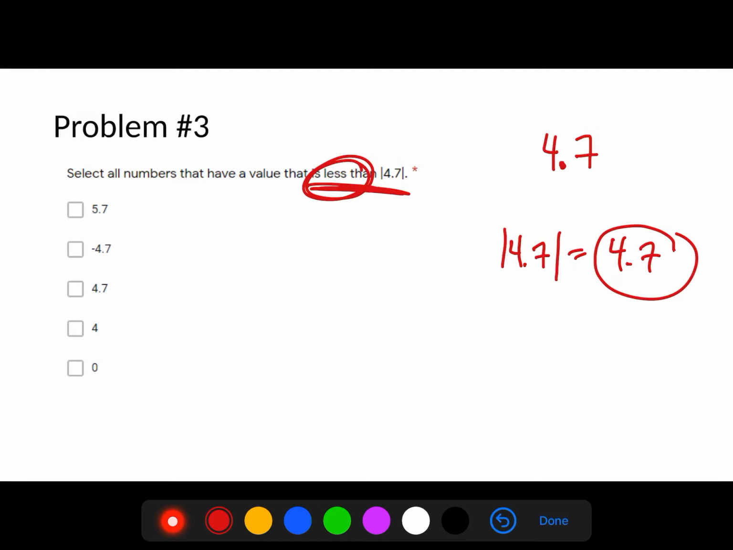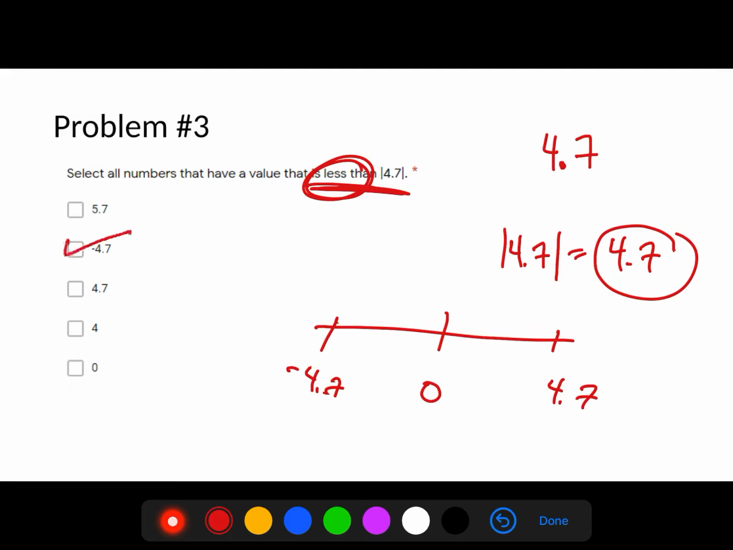So 5.7 is not less than 4.7. Negative 4.7 is less than because 0 is over here, and 4.7 will be somewhere over here, and negative 4.7 is over here. So it's to the left of it, so it is less than. Positive 4.7, no, that's equal to.